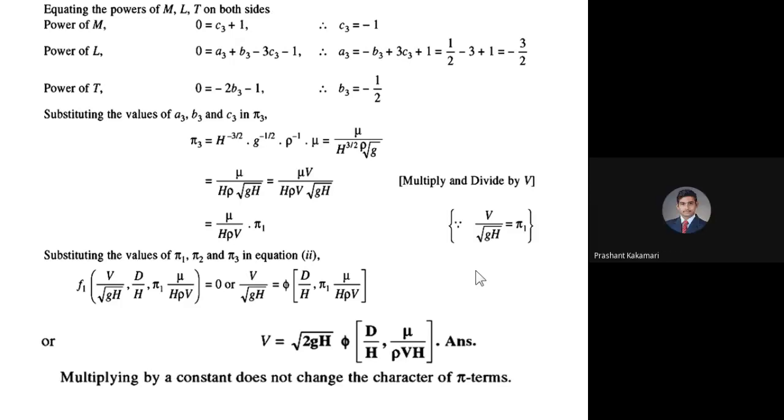In dimensional analysis, multiplying any constant on the right hand side or left hand side will not change our dimensions. That you have to keep in mind. The value may vary, but the dimensions will not change.